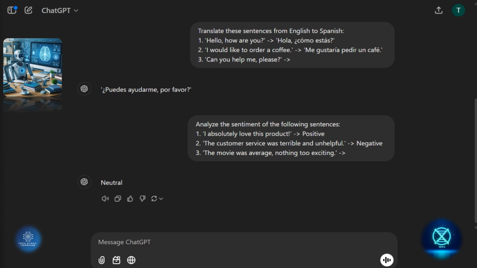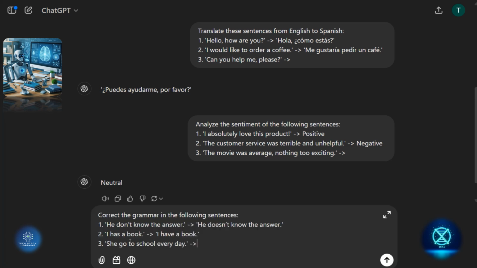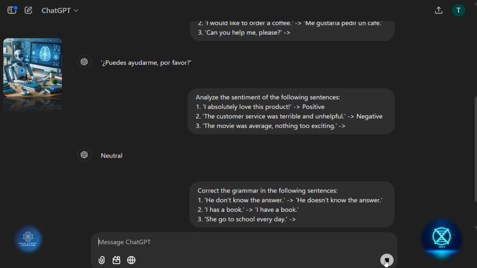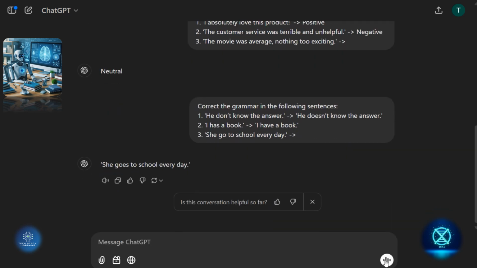Okay, so let's take one example here. Correct the grammar in the following sentence. So, he don't know the answer. He doesn't know the answer. I has a book. This is wrong, right? I have a book. She go to school every day. So let's see what it is going to respond back. This is basically correcting the sentence. She goes to school every day. This is the right way of handling it. Basically, we're teaching the model to identify and correct grammar mistakes, right?